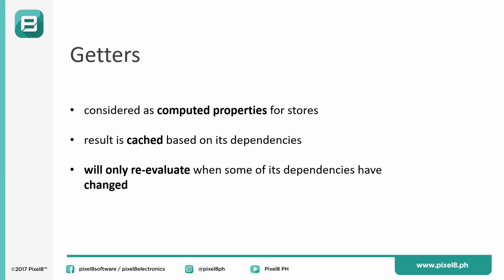Also, the good thing about getters is that results are cached based on its dependencies, meaning we can save data and processing power. Also, getters will only reevaluate when some of its dependencies have changed. What do we mean by that? Since we know that for every DOM re-render the function runs, in the case of getters, if the value stays the same, the function will not run itself anymore and rather returns the same value it has evaluated previously. That way, we can save processing power, which is crucial for other types of applications, which have limited processing capabilities.